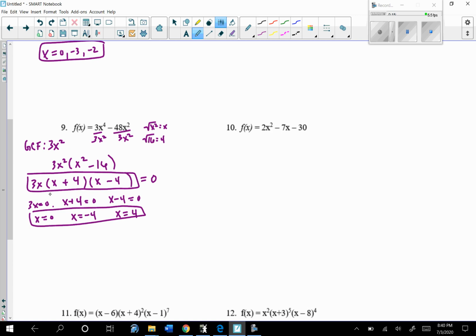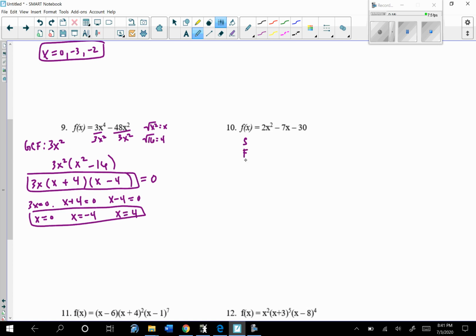Looking at question 10, same thing, look for a GCF. It's already in our standard form. For this one, we have 2, 7, and 30, so there's no numerical GCF, and we only have x here and here, not here, so we don't have any variables we can take out. Because there's a number in front, we can use our slide and divide.